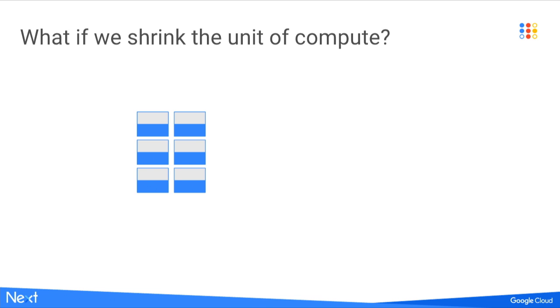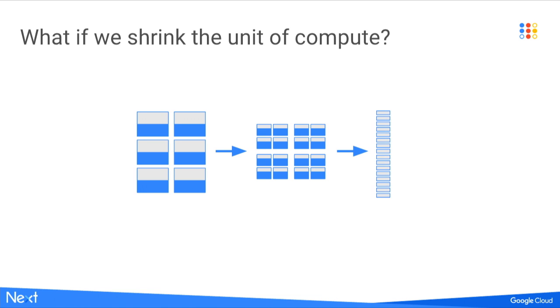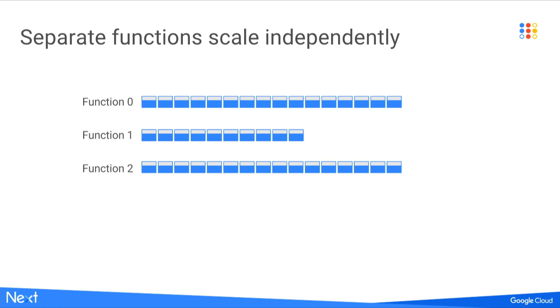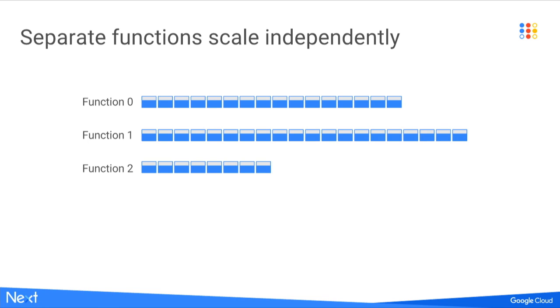What if we were to shrink this unit of compute? Rather than deploying a VM image or a container, what if we made it as small as possible? So each little unit is going to have its own amount of capacity, and so the amount that we're over-provisioning is even less. You're still going to have a little bit. You're not going to be able to get rid of it entirely, but this is a much better place to be. And so you end up in this world where you have independent units of compute, independent functions that scale independently, and the amount of over-provisioning is as low as it can be.